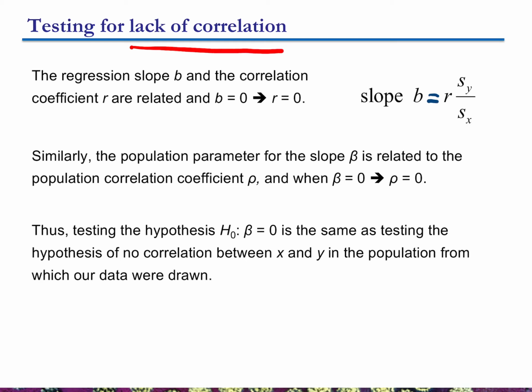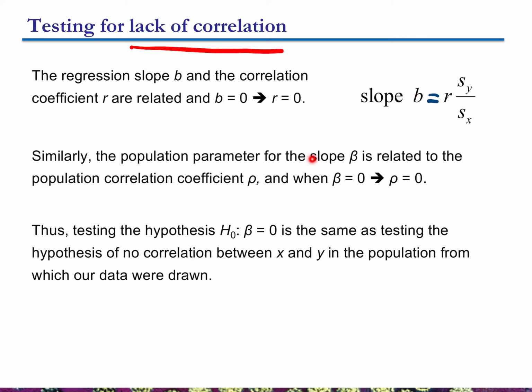We can calculate the slope if we know what the correlation coefficient is. R is our correlation coefficient. If we know the standard deviation of our response variable and the standard deviation of our explanatory variable, we take our correlation coefficient and multiply it by the ratio of those two. That gives us our slope. So if our correlation coefficient is 0, it doesn't matter what this ratio is, anything multiplied by 0 is 0. If your correlation is 0, your slope is 0.